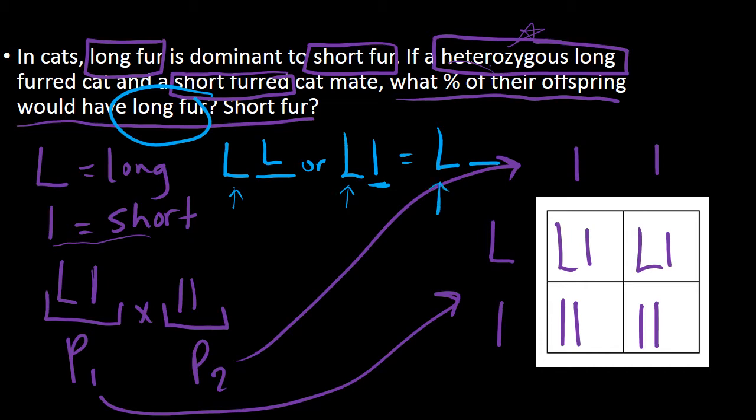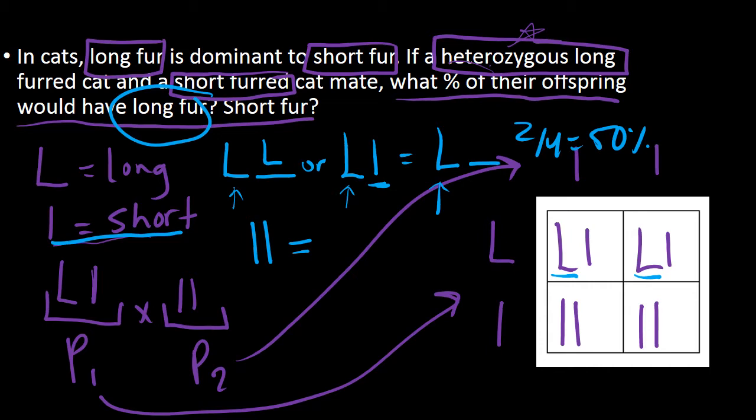So how many of the kids have at least one capital L? 1, 2. So that is 2 out of 4, 50% of the kids will have long fur. For short fur, I wrote right here that short fur is recessive, so I need two lowercase letters. Two lowercase letters is the only time I will see short fur.